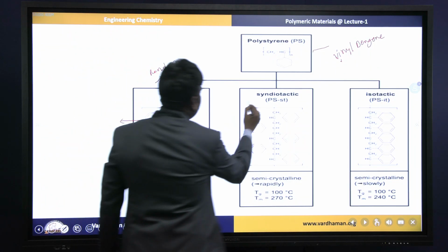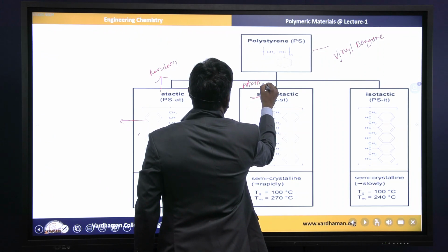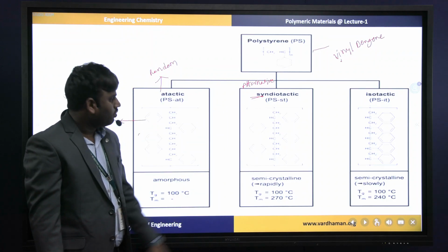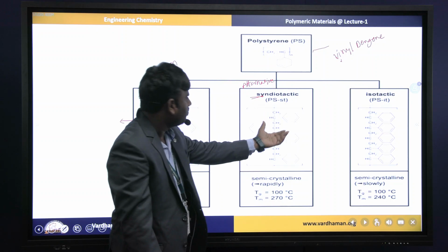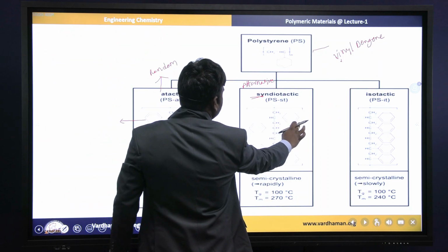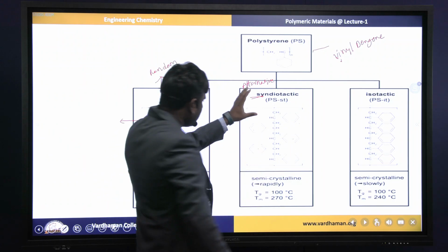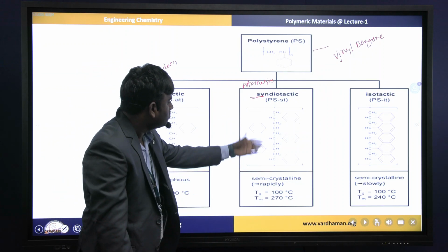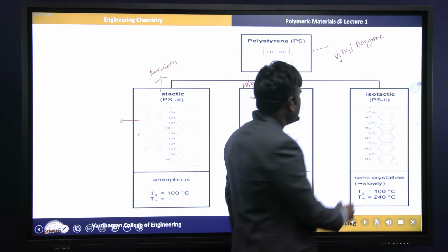And next one, syndiotactic. Syndio means alternate. The arrangement of atoms or groups on the backbone of the polymer chain is alternate. Here you can see in the example the phenyl groups are arranged alternately. One phenyl group is present on the right hand side and another on the left, again right and left. That means the various functional groups or atoms on the backbone of the polymer are arranged alternately.